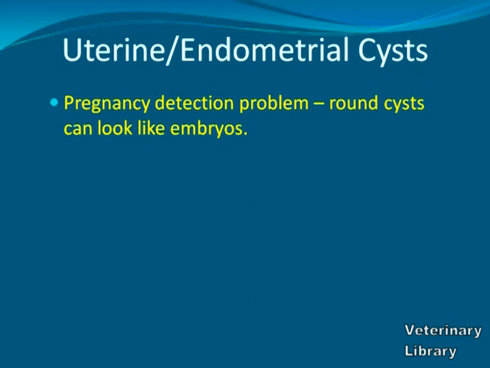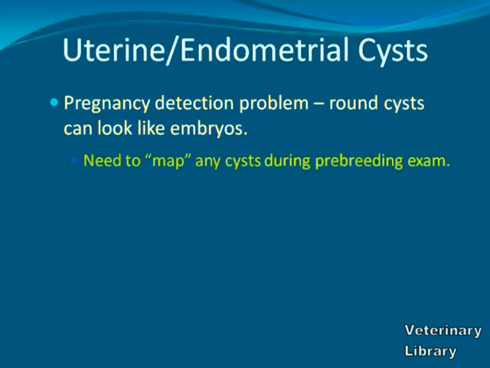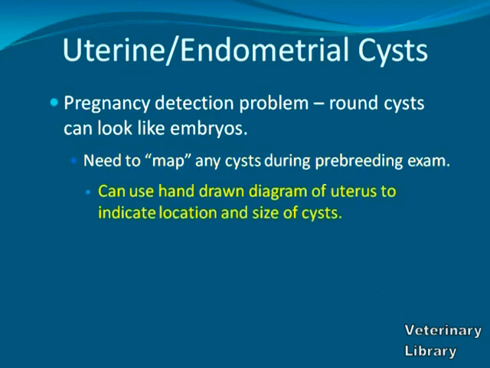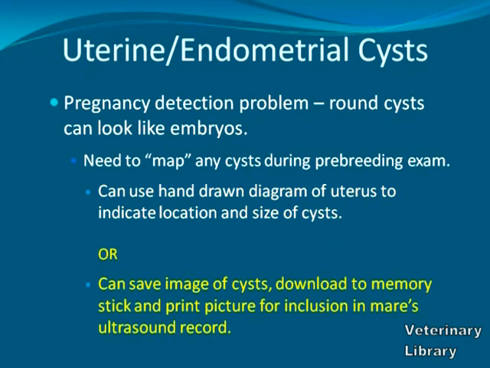The problem with round cysts is that they can look just like an embryo. Thus, it is important to conduct a pre-breeding ultrasound exam of a mare to identify and map the presence of any uterine cysts. A hand-drawn diagram can be used to indicate the location and size of the cyst. Alternatively, an ultrasound image of the cyst can be saved, downloaded, and printed for inclusion in the mare's ultrasound record.